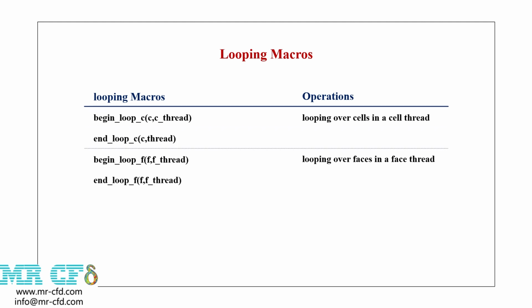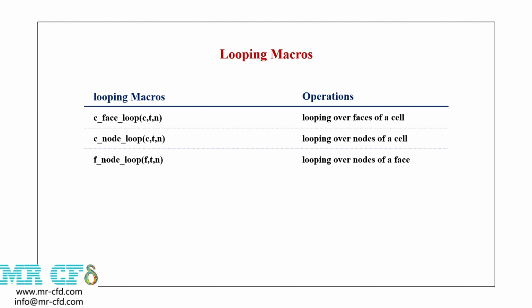The begin and end c_loop is used when the user intends to execute a computational loop on all cells in a specific cell thread. Similarly, the begin and end f_loop is used when the user intends to execute a computational loop on all faces in a specific face thread. These macros consist of 2 arguments. The first argument selects the desired face from the face thread or the desired cell from the cell thread. The second argument refers to the face thread or cell thread on which the loop is to be executed on its faces or cells.